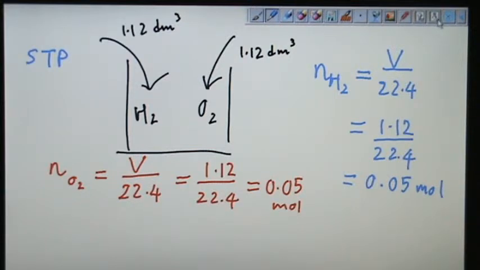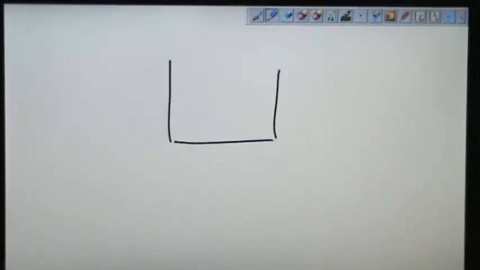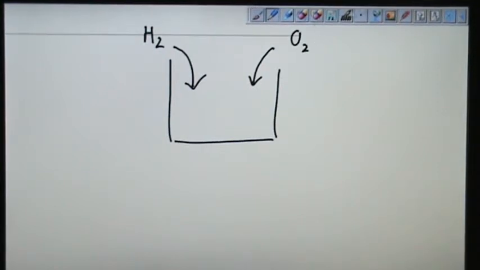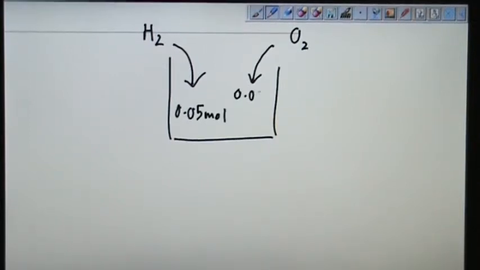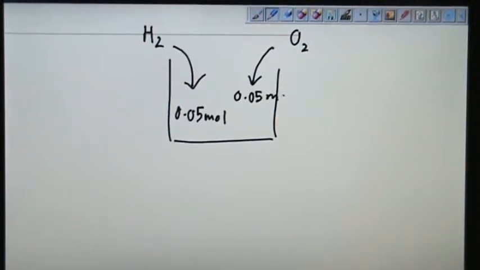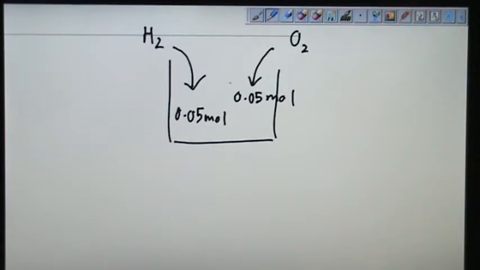Let's move to the next page. Okay, I would draw the container again. Now I'm giving you a clearer view. This container, you're pouring in hydrogen gas, oxygen gas. The number of mole that you pour in is 0.05 mole. Here is 0.05 mole as well. You're pouring in such amount of mole into the container.